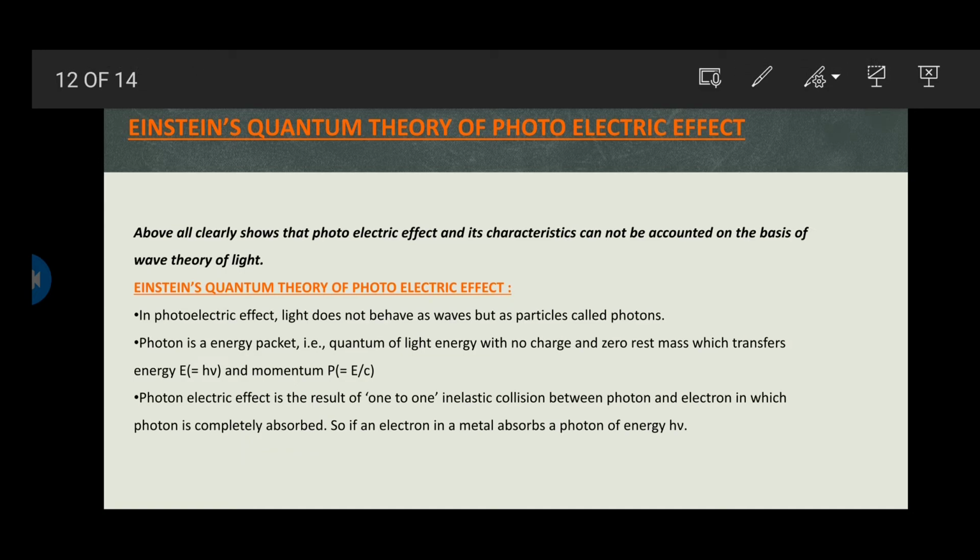A photon is an energy packet, a quantum of light energy with no charge and zero rest mass, which transfers energy equal to h nu. Here h is Planck's constant and nu is the frequency of the light taken, where p is equal to E by c. The photoelectric effect is a result of a one-to-one inelastic collision between the photon and an electron, in which the photon is completely absorbed. So an electron in a metal absorbs a photon of energy h nu.